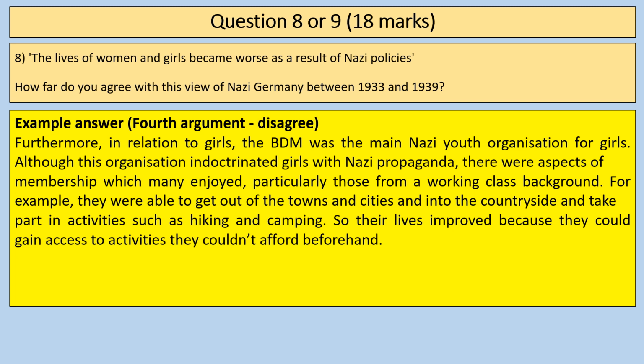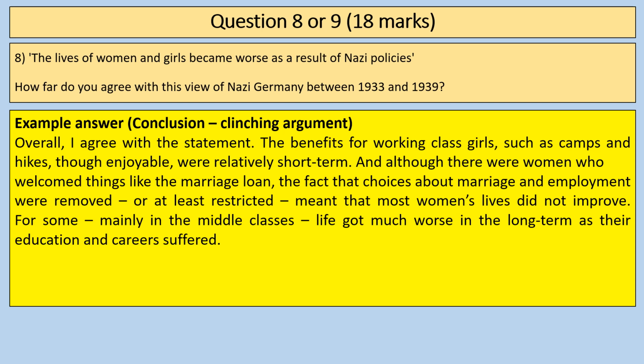So now you've got your four key arguments. You're then looking for your conclusion, your clinching argument. And here we go. Overall, I agree with the statement. The benefits for working class girls, such as camps and hikes, though enjoyable, were relatively short term. And although there were women who welcomed things like the marriage loan, the fact that choices about marriage and employment were removed, or at least restricted, meant that most women's lives did not improve. For some, mainly in the middle classes, life got much worse in the long term as their education and careers suffered.